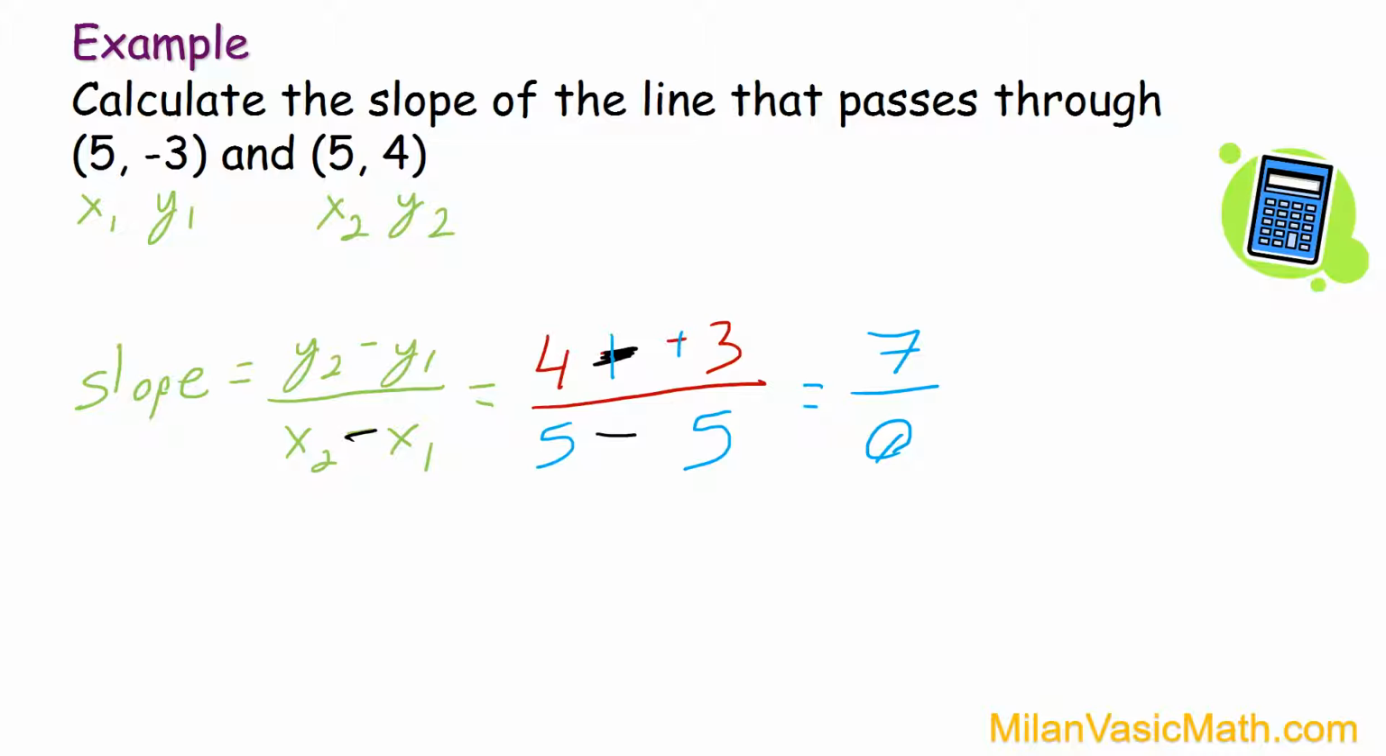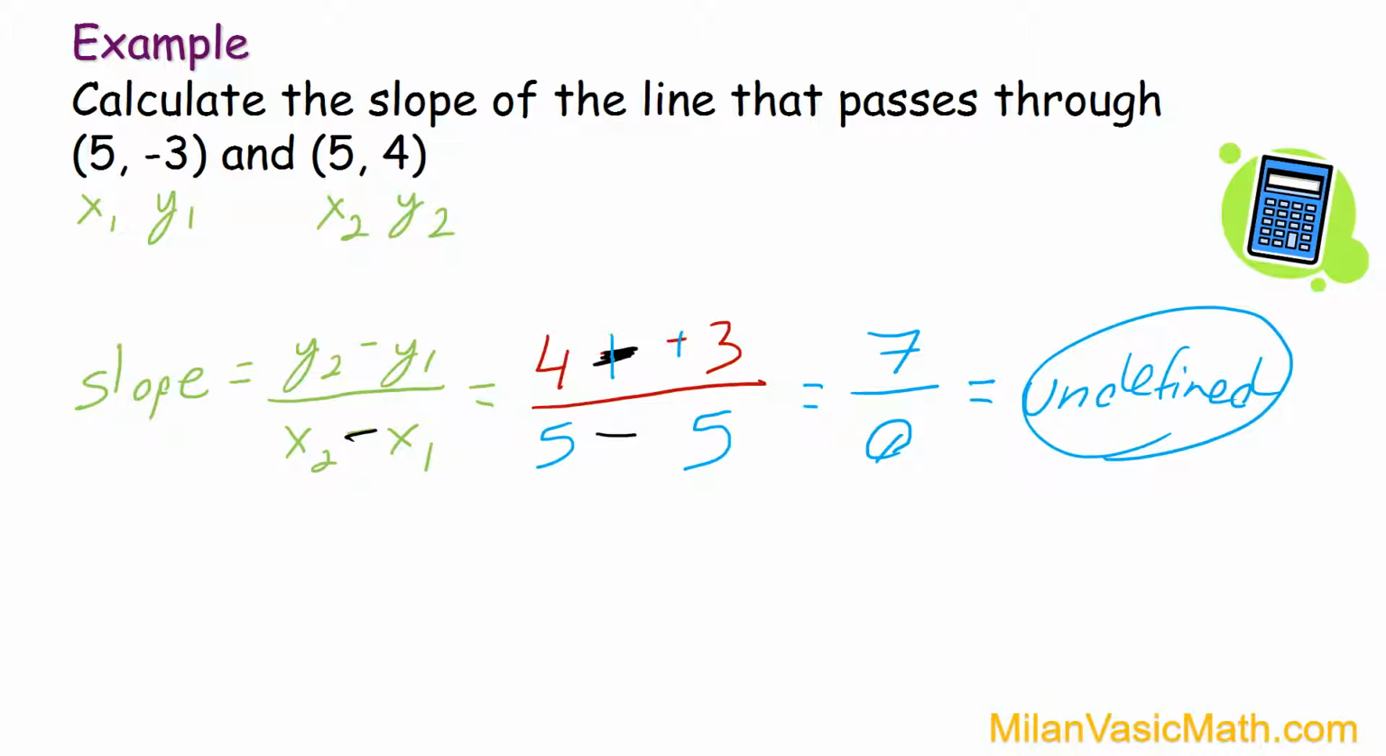And now go to the calculator, type in 7 divided by 0. If your calculator didn't blow up, it's probably telling you that you can't divide by 0. So this is undefined. Okay, that slope is undefined.